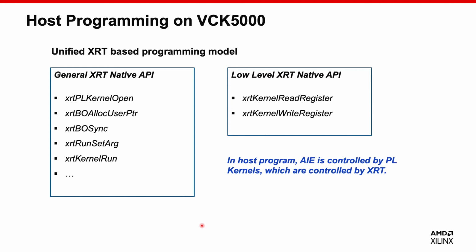Currently, the XRT native API cannot control the AI engine directly, so the host program will control AI engines via the PL kernels. PL kernels act as the data mover and the command issuer for AI engine kernels. Some frequently used XRT native API functions are listed here, including some low-level functions enabling the host program to write and read the kernel's AXI slave control register directly.